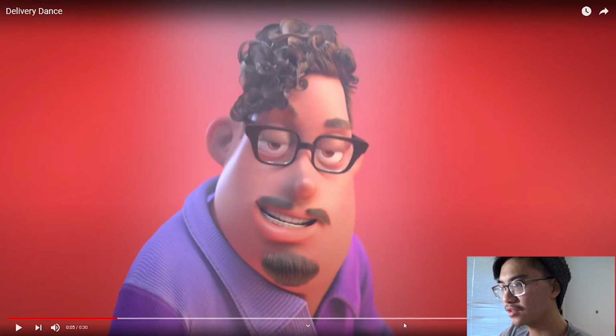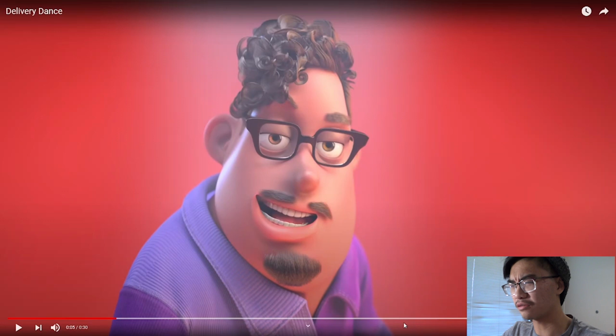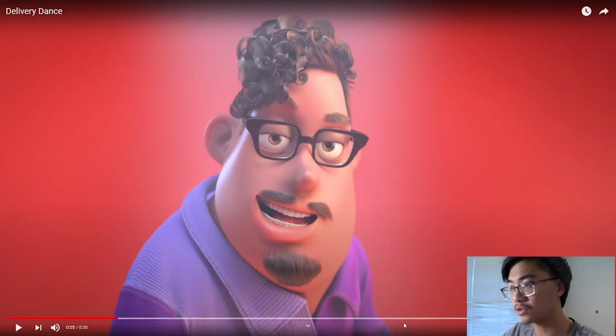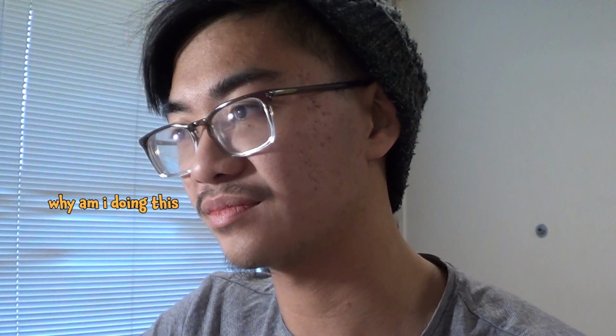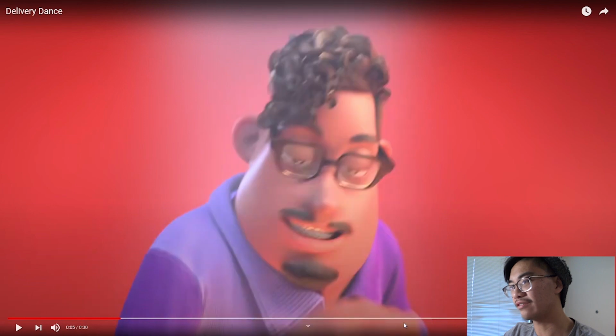Yeah, he does. So this is another anticipation, which I don't remember if I explained it already, but it's when you do an action that lets the audience know what is about to happen. It's the putting their arm back before throwing the ball kind of thing. So here he squashes down to jump up with his sandwich. What is that face? What is that face?